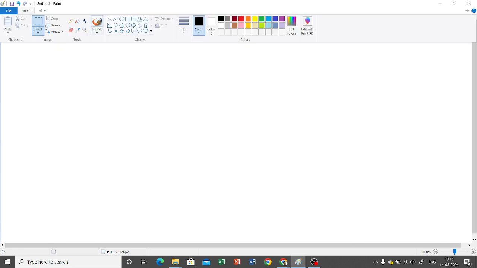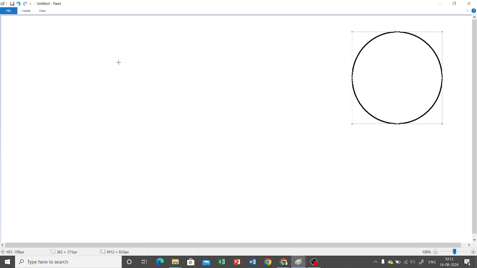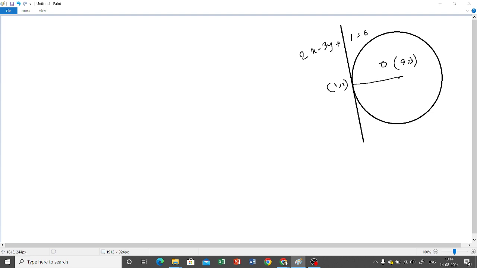So I am saying, this is the circle, this is the tangent, this is the point 1 comma 1, and this is the center a comma b. So what is OP? OP is root 13.